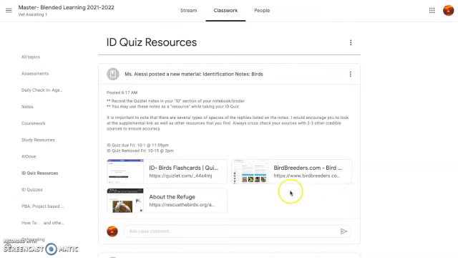This is a bird breeder's website, but then also we have About the Refuge. This is Rescue the Birds, a sanctuary up north. So if you're looking to adopt a bird, here is a bird sanctuary for you, so you can get some more information about them there if you're interested.